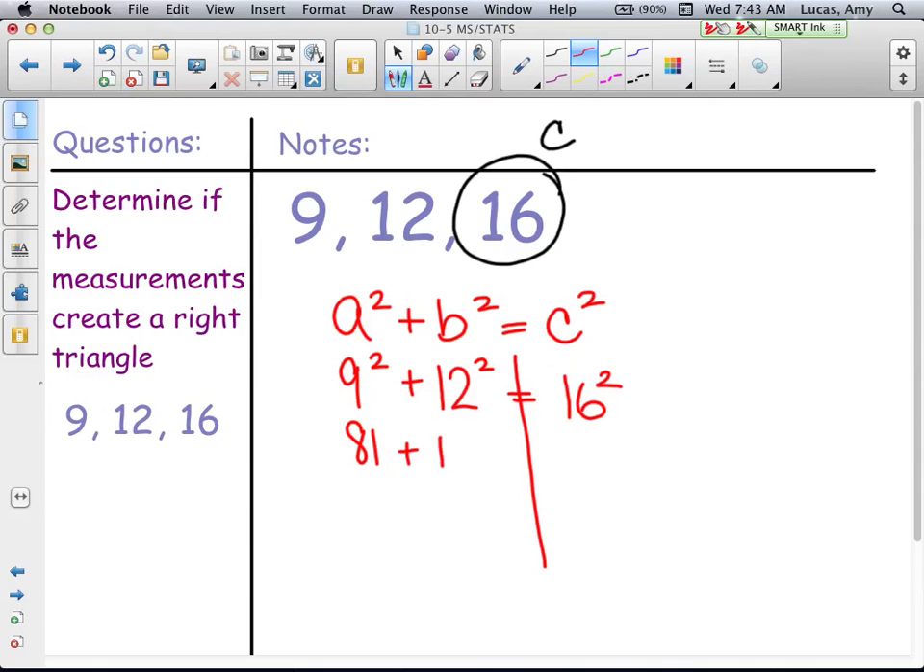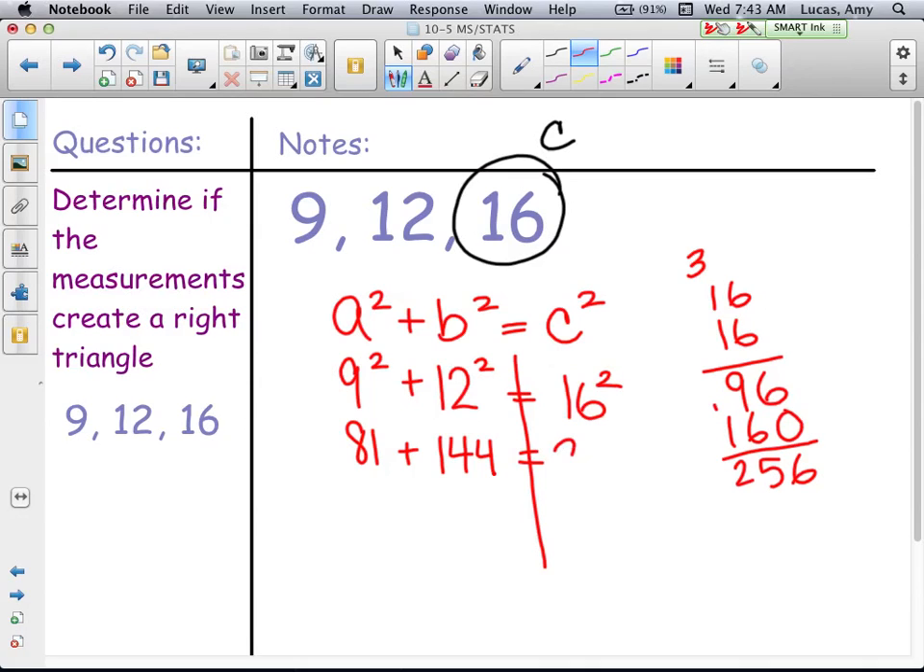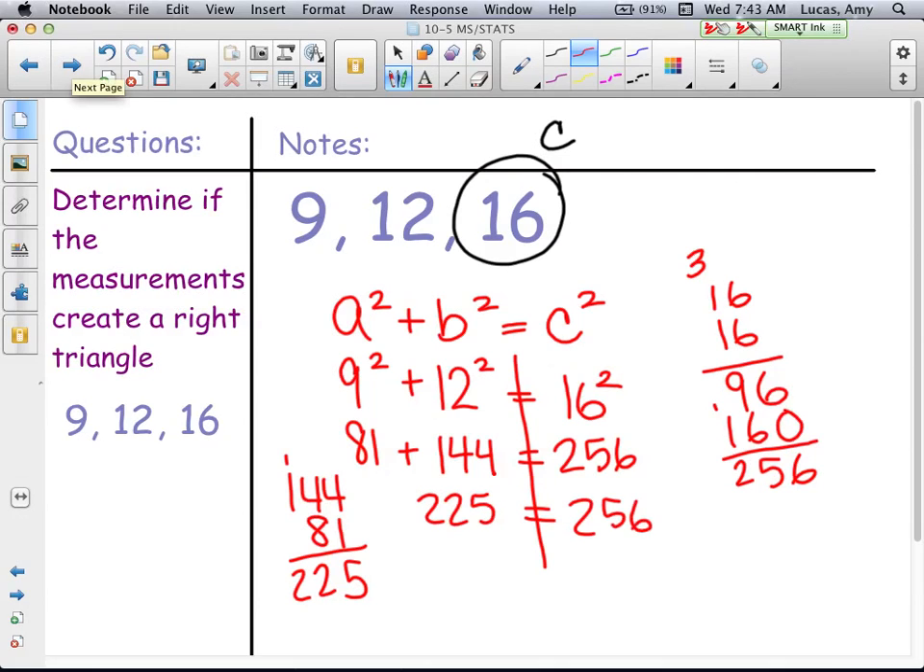9 squared is 81, 12 squared is 144, and 16 squared is 256. I need to check and see if this is true. If I add 144 and 81, do I get 256? I get 225. So, because these are not equal, it is not a right triangle. It does not satisfy the Pythagorean theorem.